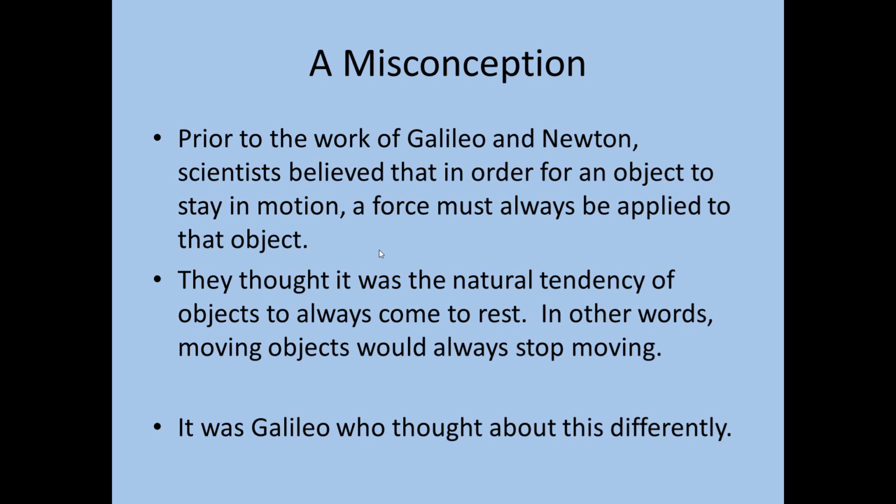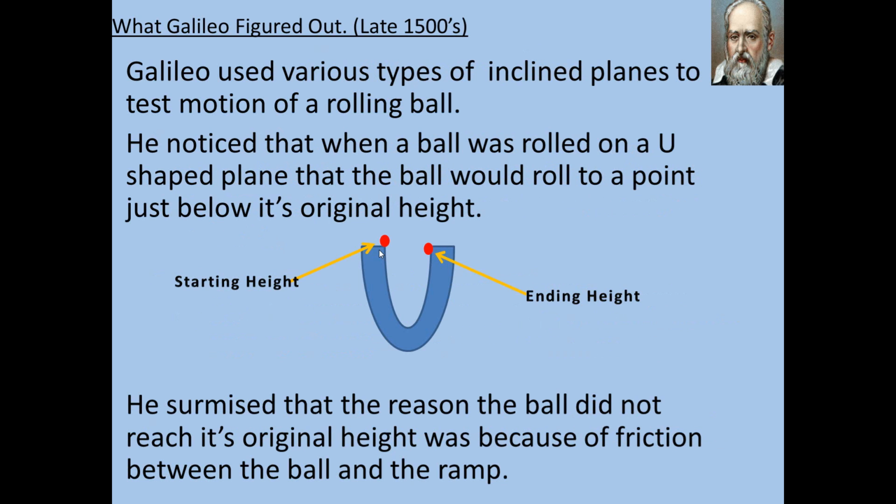And it wasn't until Galileo started to think differently that we started to have some different ideas about motion. All right, so let's talk about what Galileo figured out. Well, what he did is he used a lot of incline ramps, and he would roll balls around those ramps, and he would observe their motion.